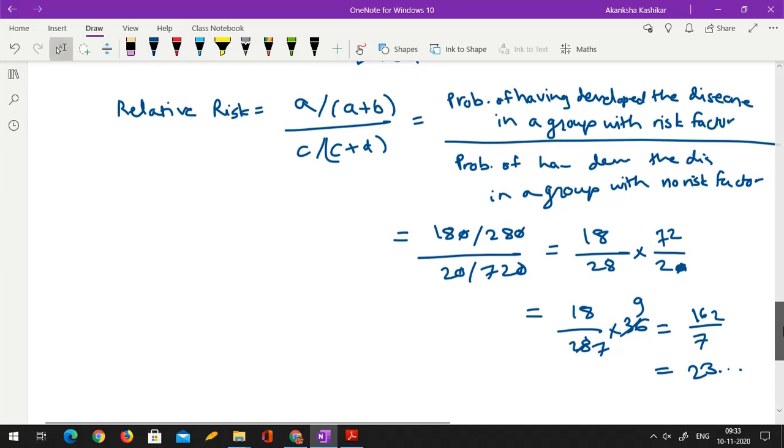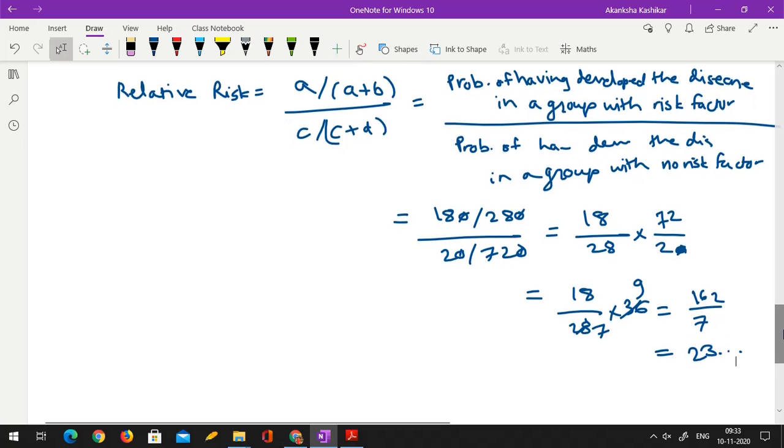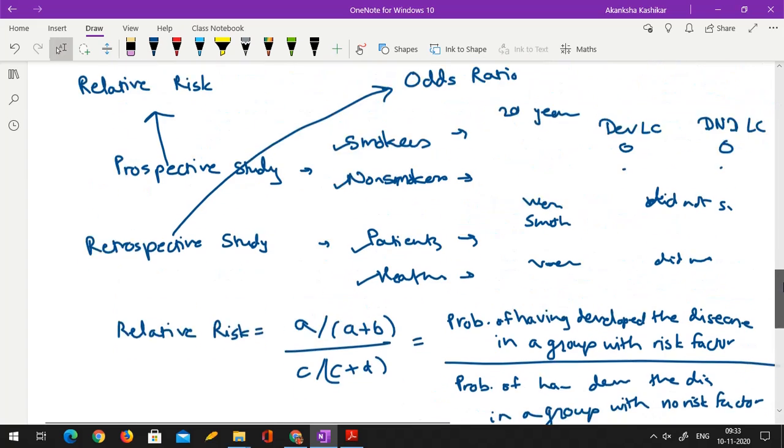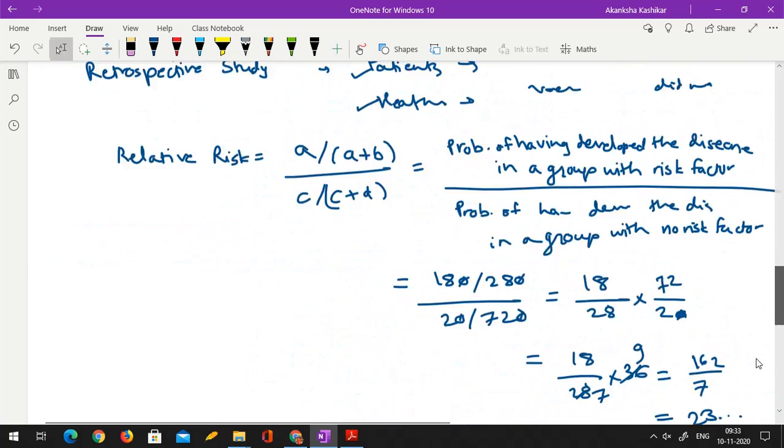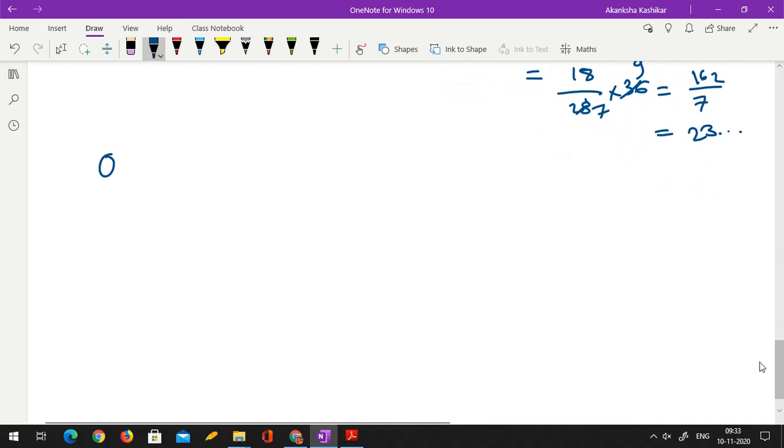Okay. However, if your study is retrospective, then relative risk has less importance because you are not deciding the number of people who have the risk factor or not. You are first deciding the number of patients and number of healthy people that you want to study, and then going back and checking. So in such cases, you focus on what is known as odds ratio. You might have heard the word odds in terms of gambling or betting. So odds are probability of success to probability of failure kind of thing.